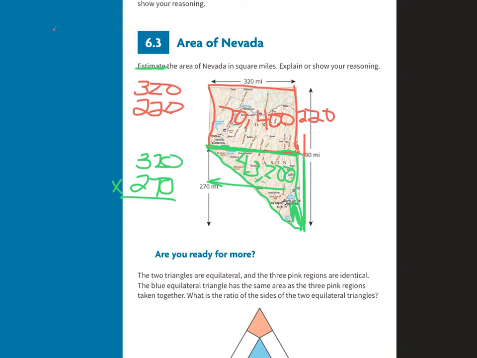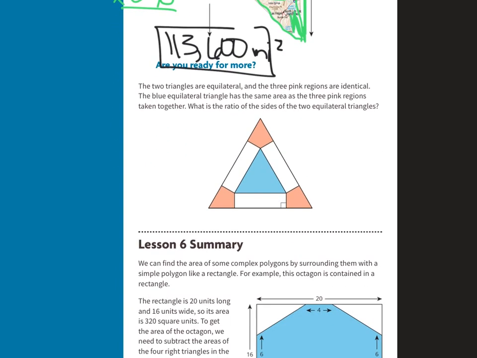So now, to find the area, we just add them together. So 70,400 plus 43,200 gives me 113,600. Okay? And that'd be miles squared. So once again, we just break it up into shapes that we know. We know how to find the area of a rectangle for the northern part or the upper part of Nevada, and a triangle for the lower part of Nevada. Okay, now it says estimate, so 113,000 is probably pretty close.